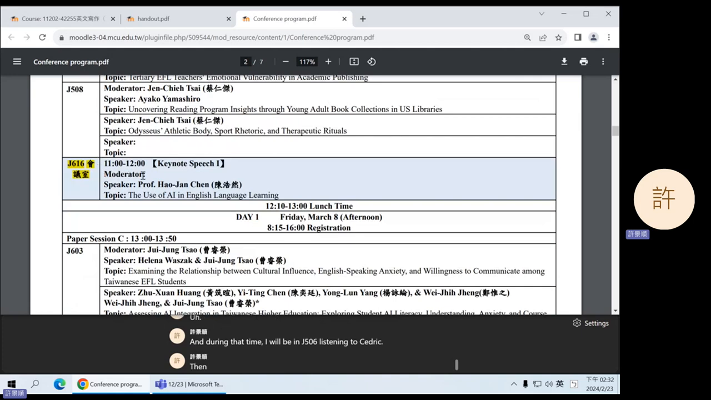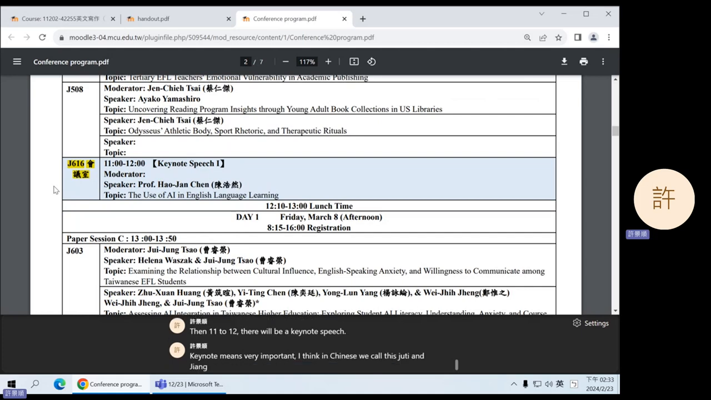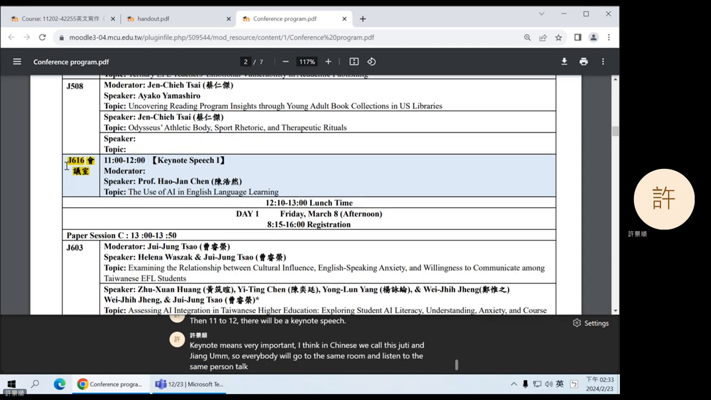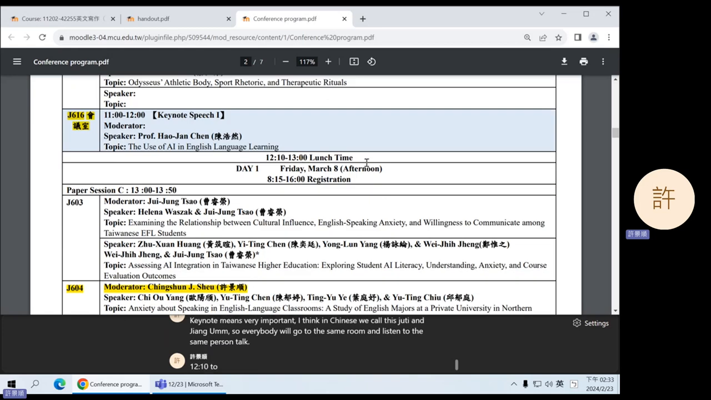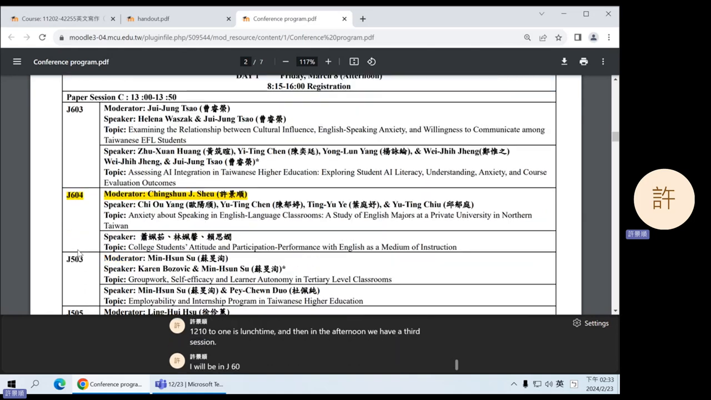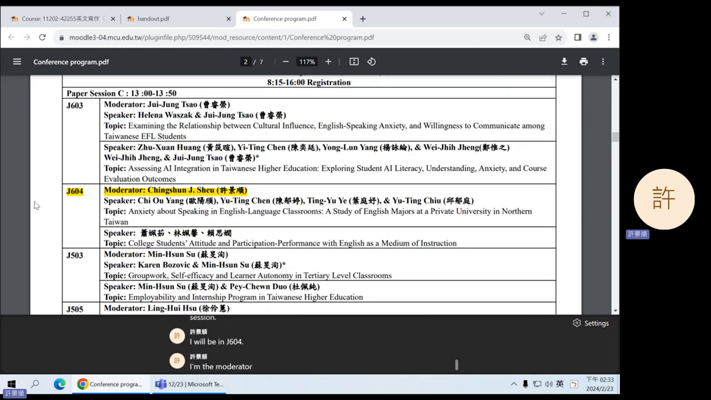Then 11 to 12, there will be a keynote speech. Keynote means very important. I think in Chinese we call this 主题演讲. So everybody will go to the same room and listen to the same person talk. 12:10 to 1 is lunchtime. And then in the afternoon, we have a third session. I will be in J604.